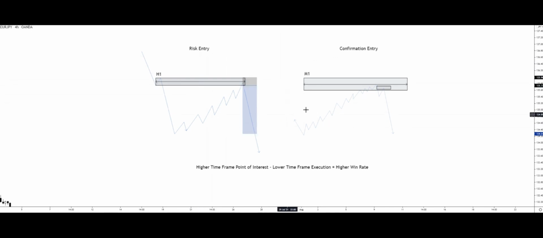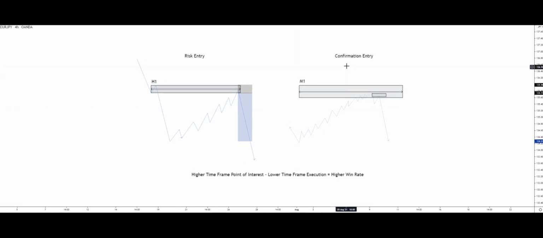So all that we have to do for the high probability setups, moving on to confirmation entry, is find the H1 time frame, or any time frame, it doesn't matter what time frame it is. But in this example, this is going to be the H1 time frame, and this is where I found my points of interest and where I'm looking to sell from.